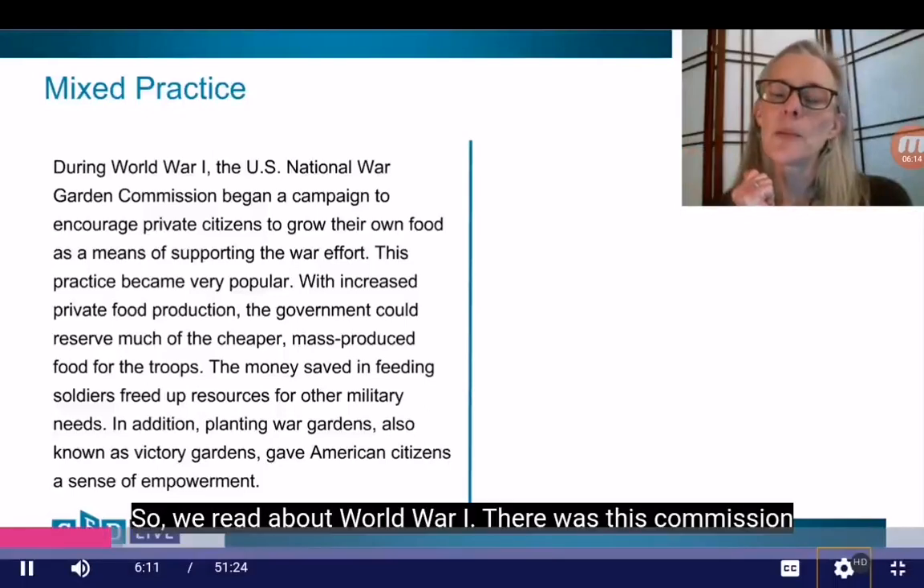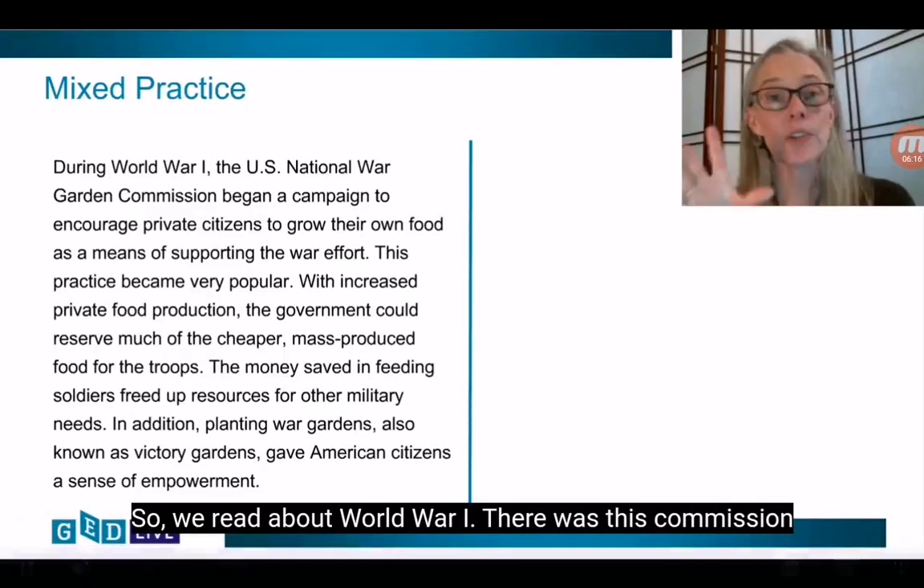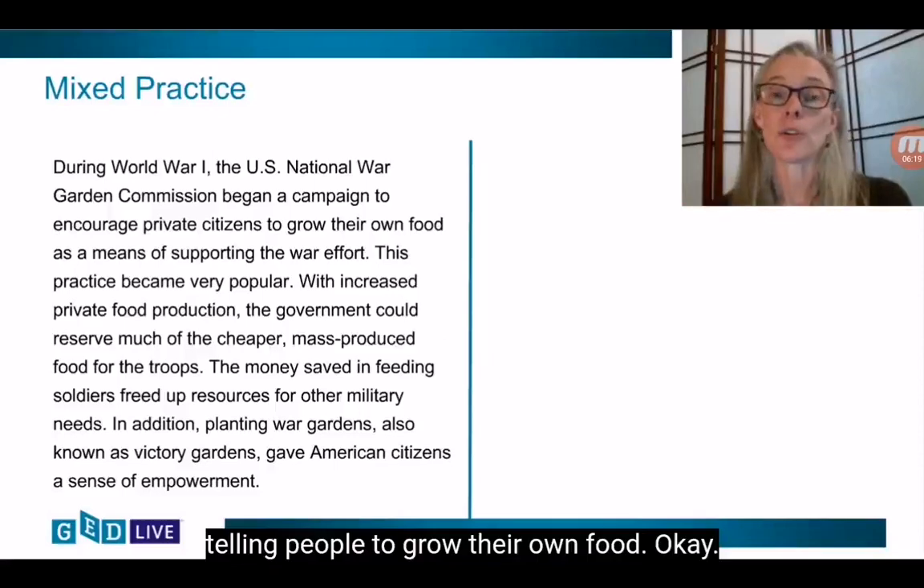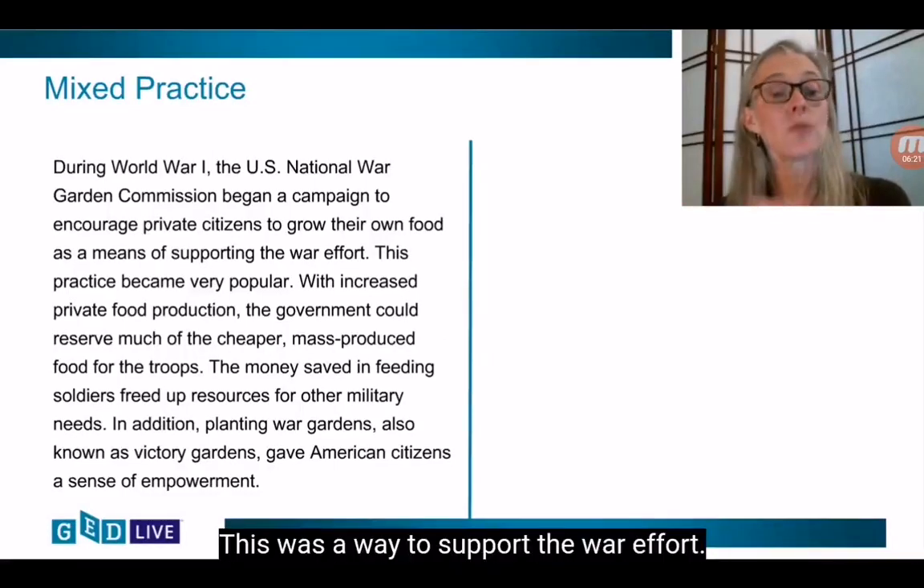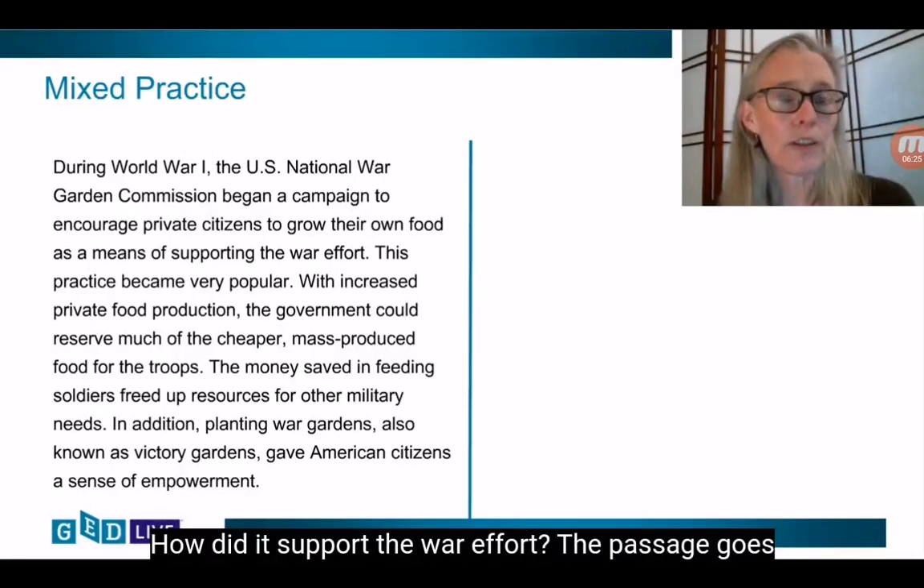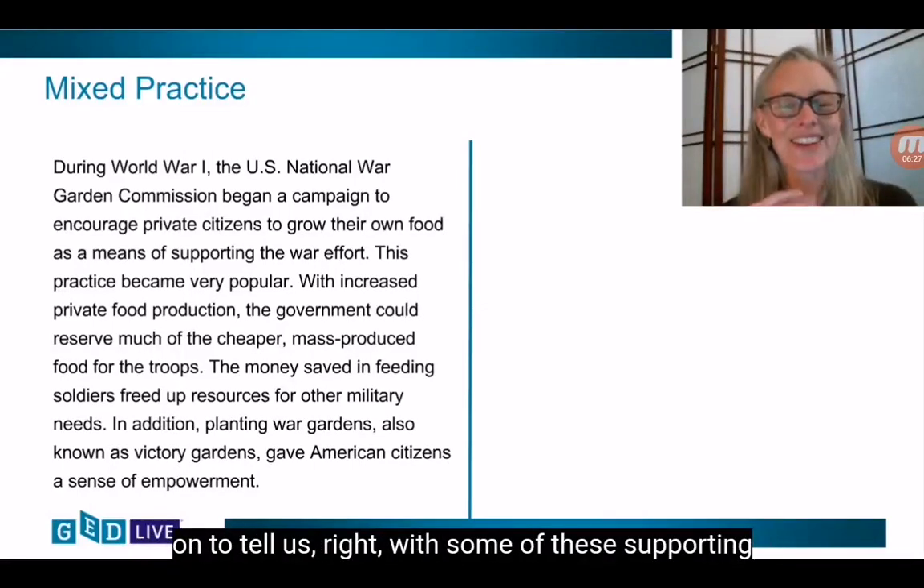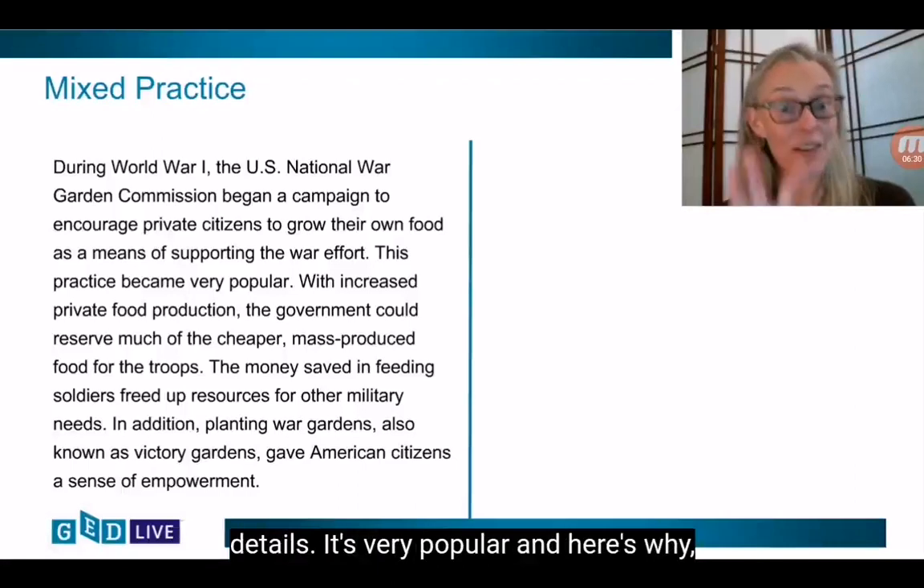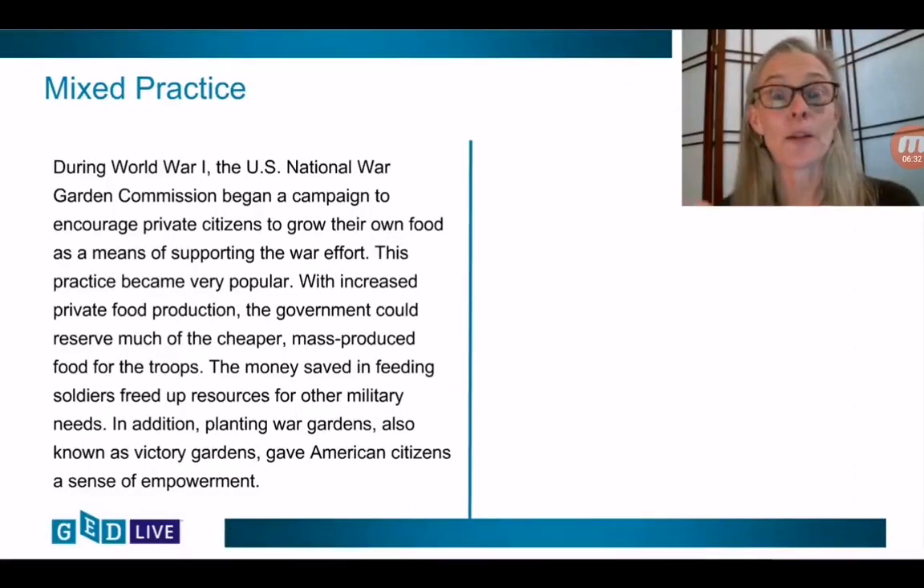So we read about World War I. There was this commission telling people to grow their own food. Okay, this was a way to support the war effort. How did it support the war effort? The passage goes on to tell us, right, with some of these supporting details. It was very popular, and here's why.